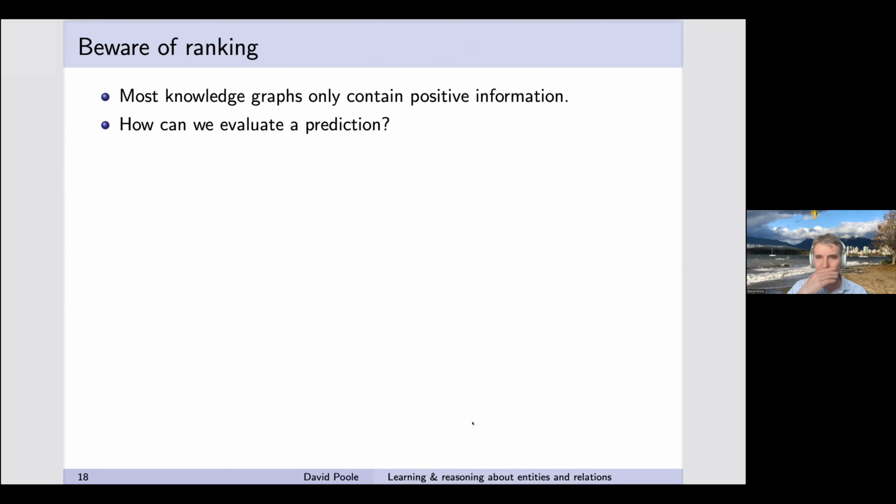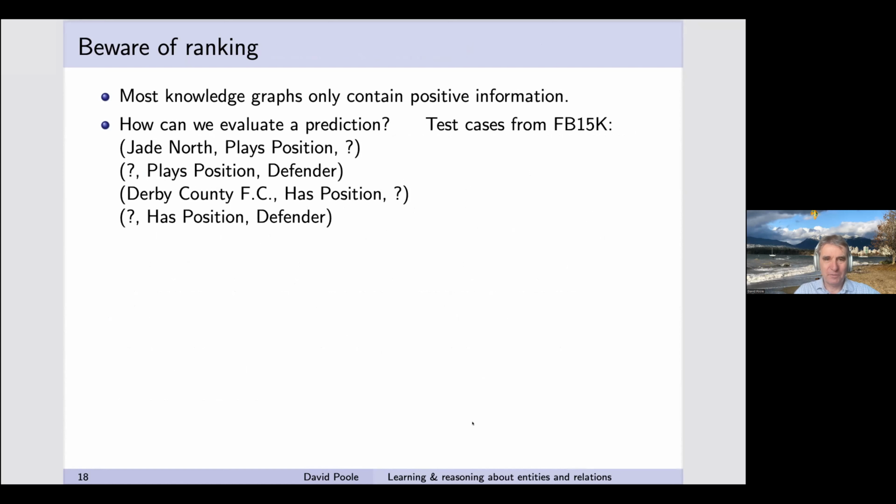One of the problems with representing knowledge graphs is that knowledge graphs only contain positive information. And the question then is, how can we evaluate a prediction? We'd like to evaluate a prediction on a knowledge graph, so we'd like to make a prediction about something I expect to be true.